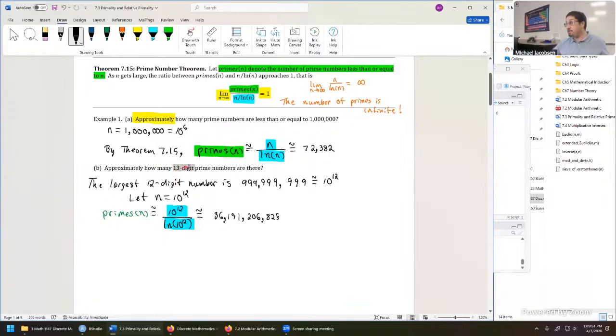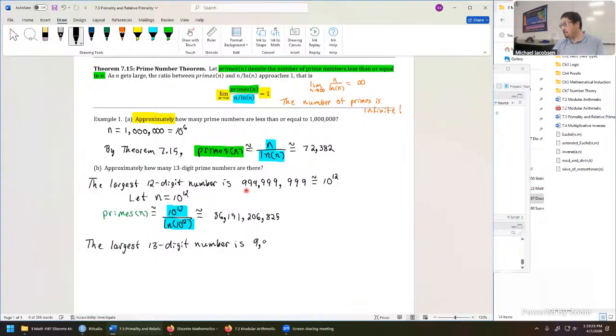So now we can use primes n on the largest 13-digit prime number, subtract this value from it, and that will answer the question altogether. How many 13-digit prime numbers are there approximately? Well, let's go off to the next level, the largest 13-digit number. It takes a minute to write this down, just add one more digit to this one.